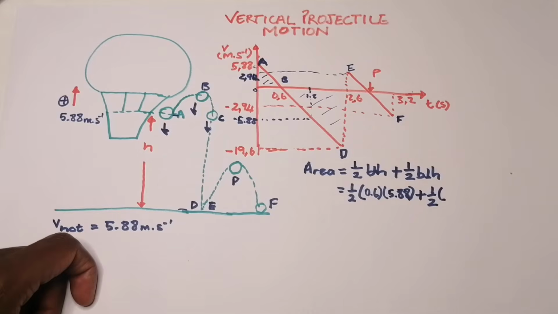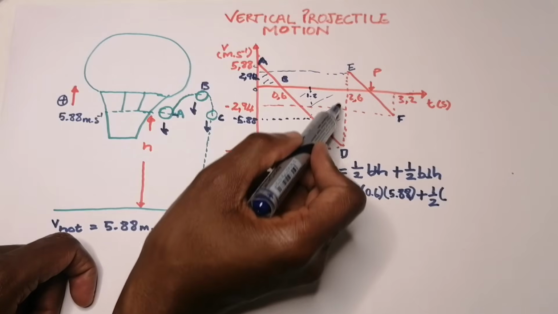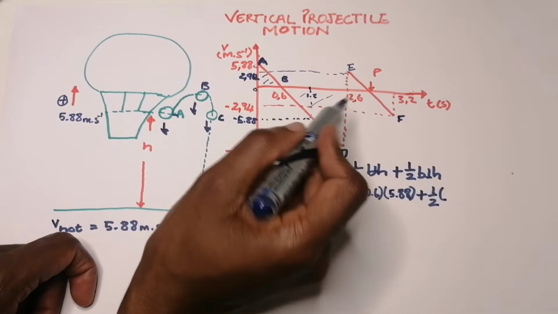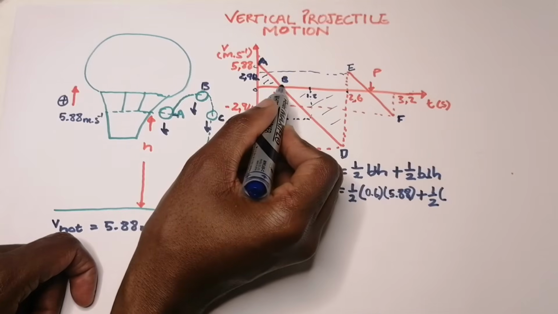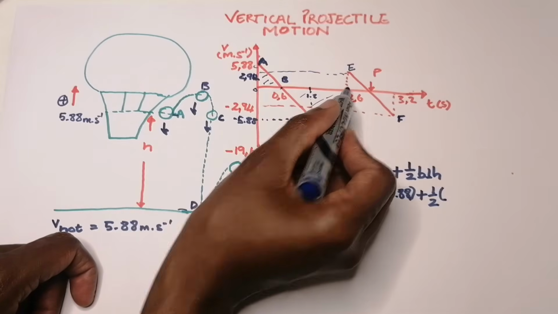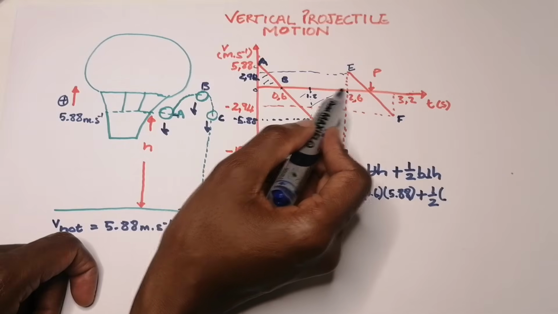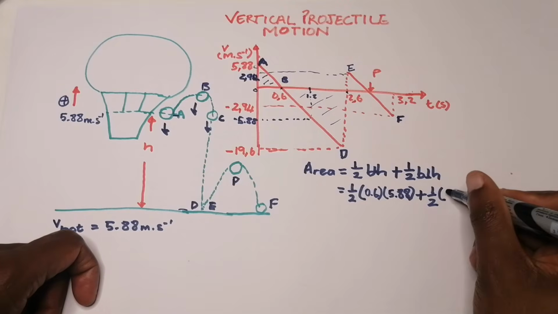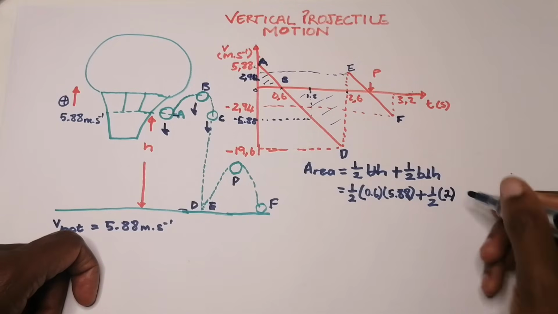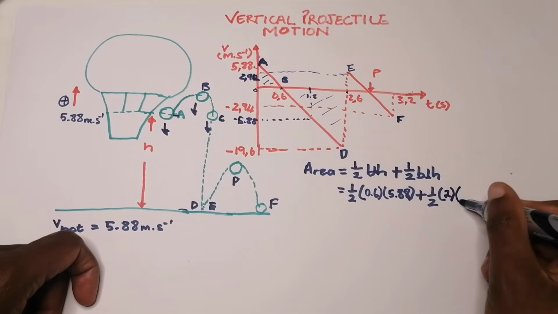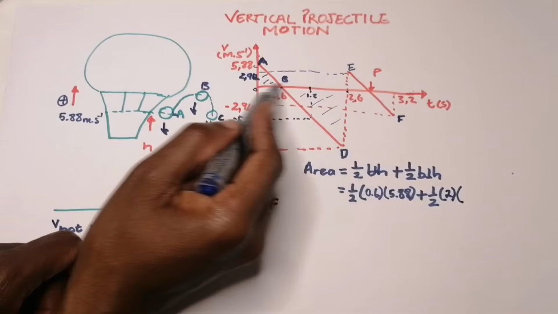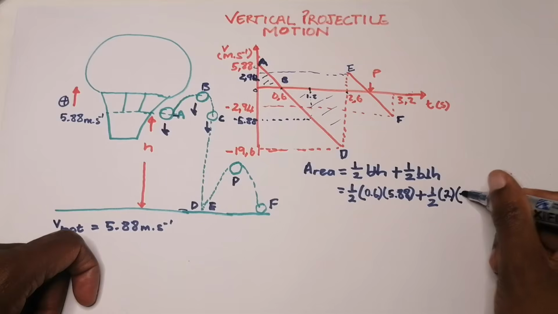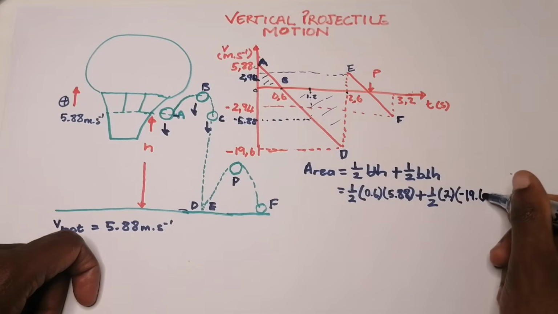And what is my base now for the next triangle? Now, please, I want you to be very careful. I know many people would quickly say it's 2.6. Remember, you're talking about the distance between that B and that point there. So it's 2.6 minus 0.6. Can you see that? So in this case, it would be 2, multiplied by the perpendicular height. And again, the perpendicular height is between 0 and minus 19.6. So that's minus 19.6 over there.